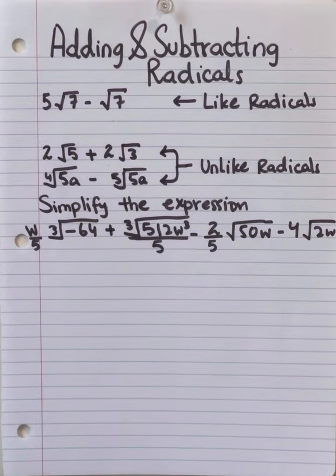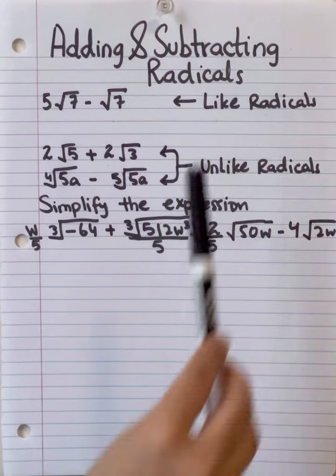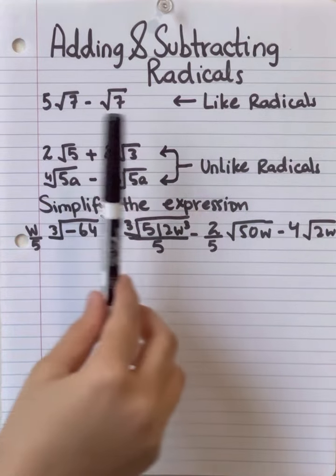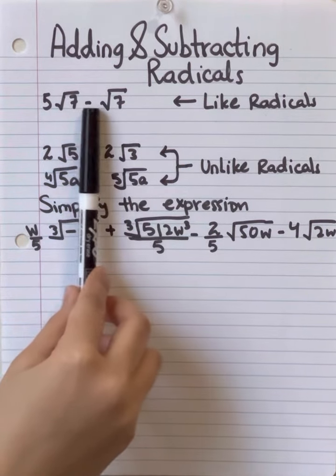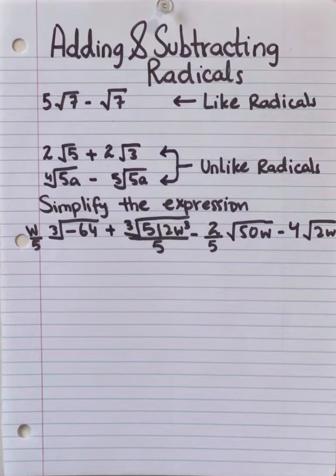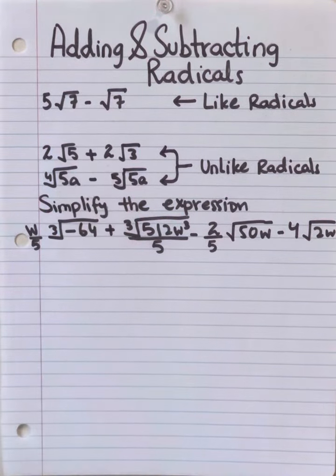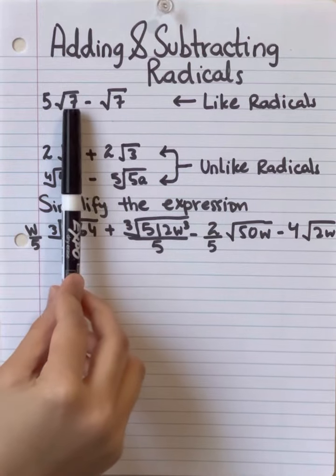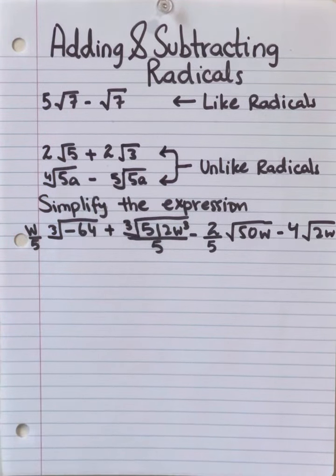In this video we are going to learn how to add and subtract radicals. When we're adding or subtracting radicals, we divide them into two groups, like radicals and unlike radicals. Like radicals have the same indexes and the same radicands. The index is the number on the radical, and the radicand is the number inside the radical.